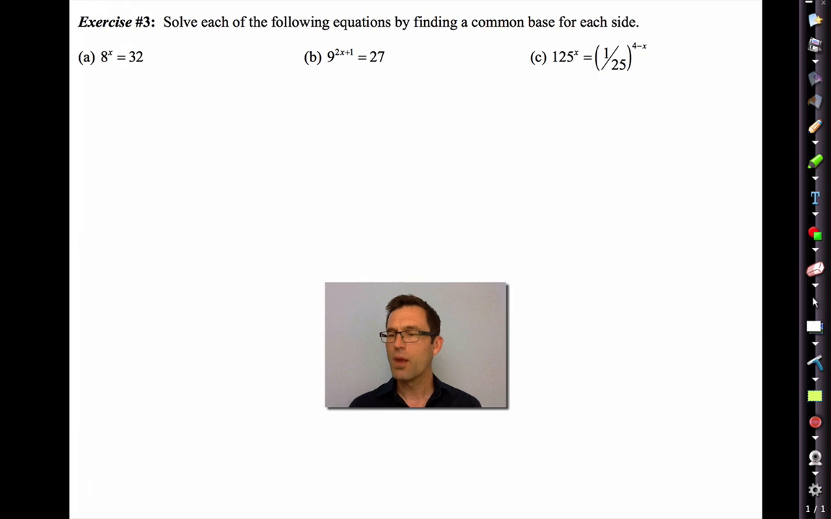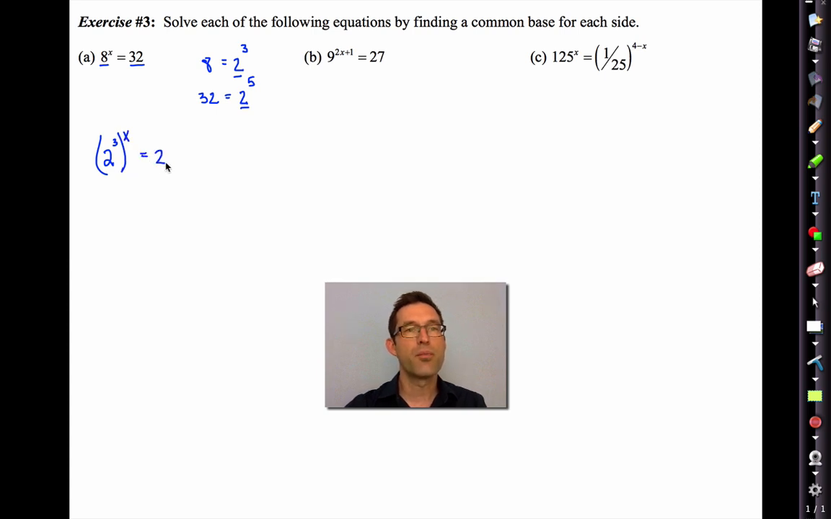All right, so I take a look at this equation and I look at the 8 and I look at the 32 and I try to come up with a common base. Now, for me, what I know is that 8 is equal to 2 to the third, and I know that 32 is equal to 2 to the fifth. So I'm going to use 2 as my common base. So I'm going to write 8 as 2 to the third, but then that's being raised to the x. And then I'm going to write 32 as 2 to the fifth.